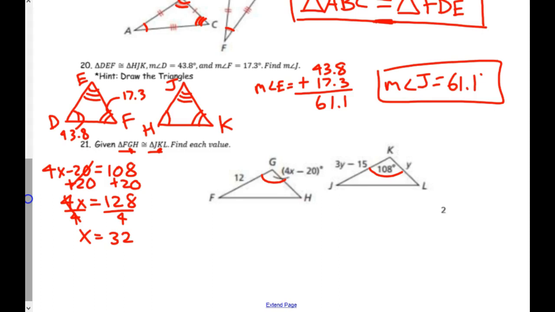And then for y, well, do you see how F, G are the first two letters? And J, K are the first two letters? That means this equals this. So 12 equals 3y minus 15. Get rid of the loner. And get rid of that 3 by dividing.